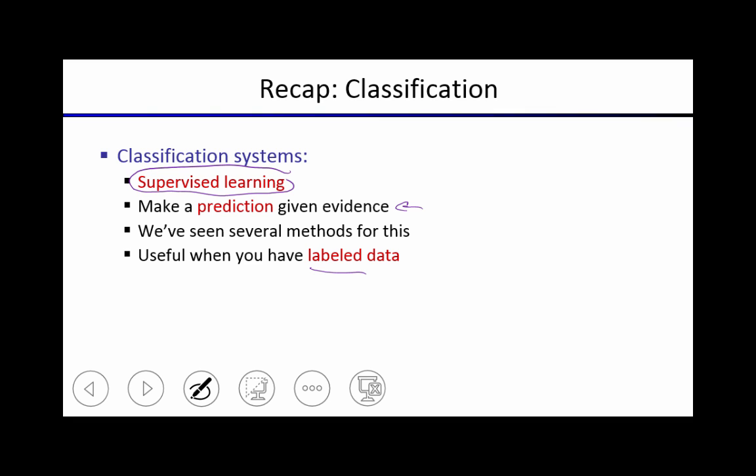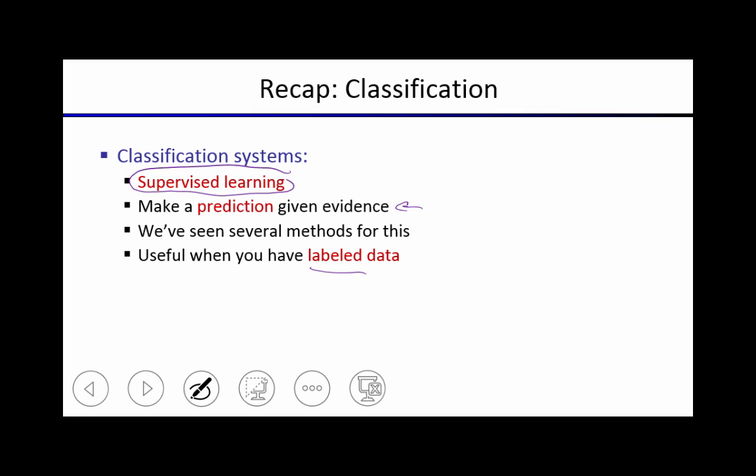All right, let's restart. Any questions about classification, supervised learning, kernels, nearest neighbors? Yes? So is the nearest neighbor thing also considered supervised learning?